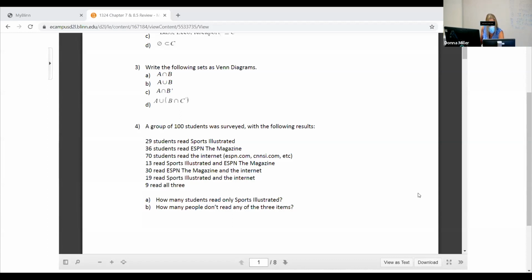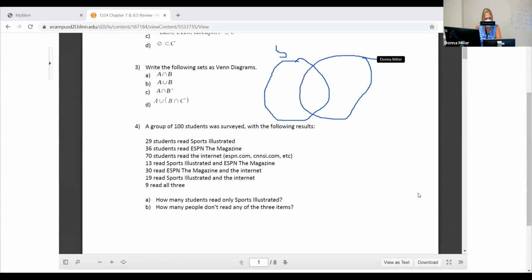Let's go here. Annotate. All right, so we got basically 3 things. I'm just going to do it with my mouse, which I hate. So these circles aren't going to look pretty if I do it with the mouse. All right, Sports Illustrated. ESPN, and then the last one's the internet.